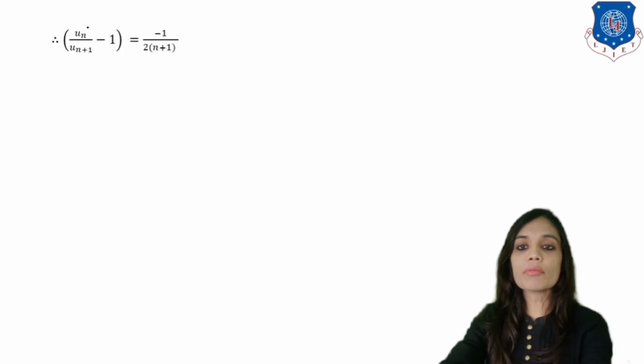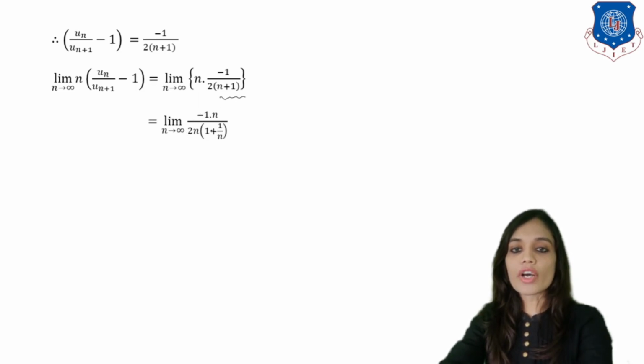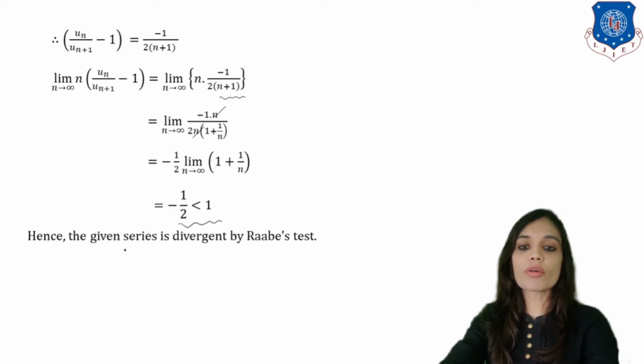Now we have to find our limit, that is limit n tends to infinity n into (un upon un plus 1 minus 1). So we will put the value of this, which is minus 1 upon 2 into (n plus 1), right? Now take out n common from the denominator. So what will remain? Minus 1 upon 2n into (1 plus 1 upon n) into n. Again this n gets cancelled out and this limit will go to 0. So what will remain finally? Minus 1 upon 2, which is less than 1. So what we can say from Raabe's test, the series is divergent.